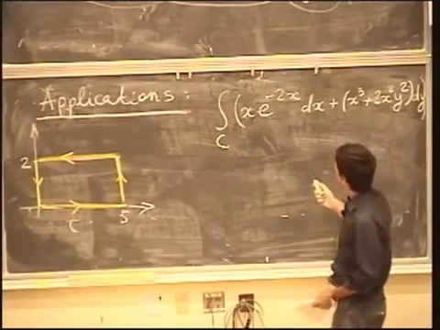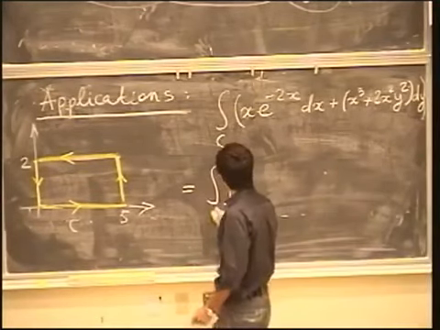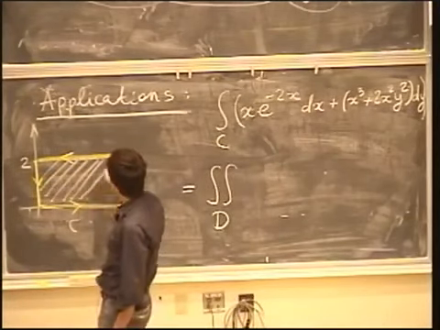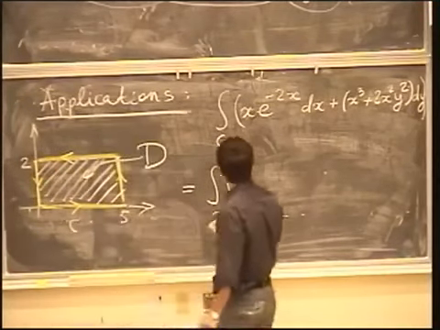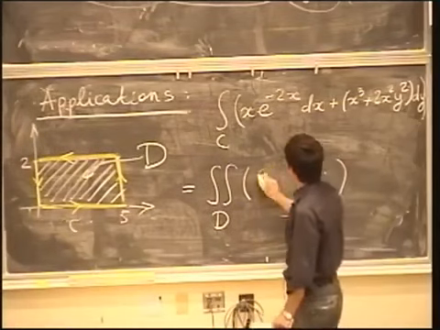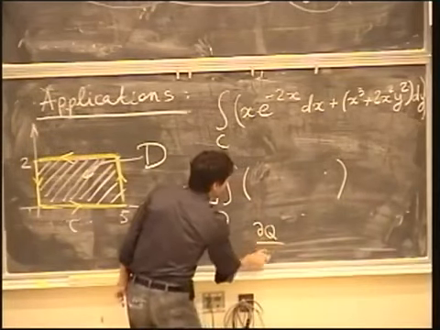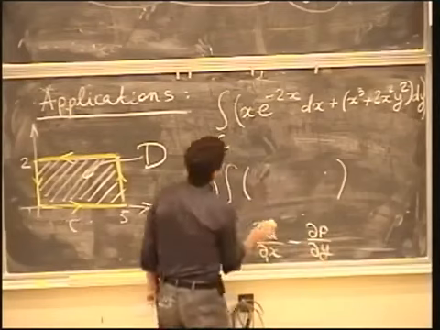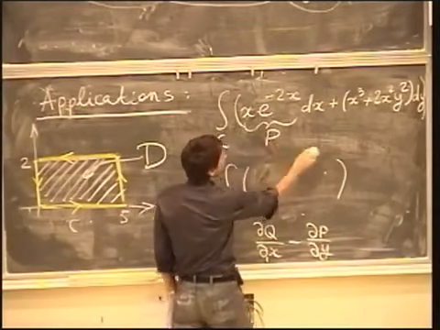What does Green's theorem tell me? It tells me that this is equal to the double integral over the interior of this curve, which is the parallelogram itself. This is D. Of what? I have to take, let me write it here, dQ/dx minus dP/dy. And what are the P and Q? This is P, right? And this is Q.